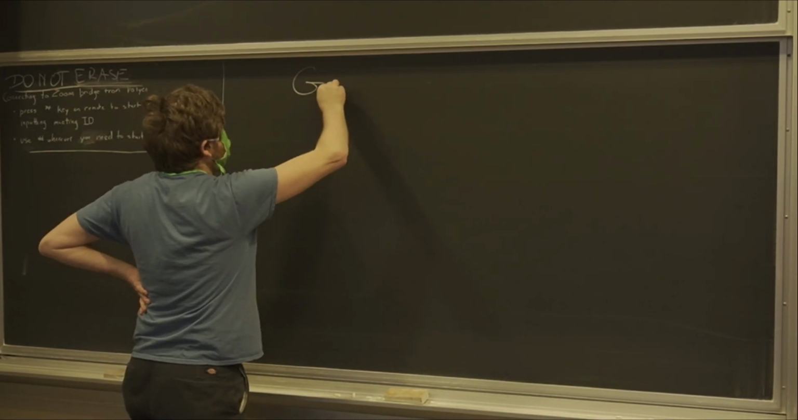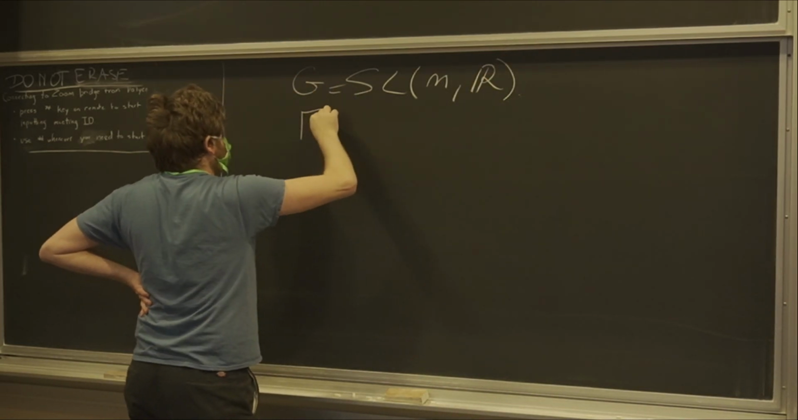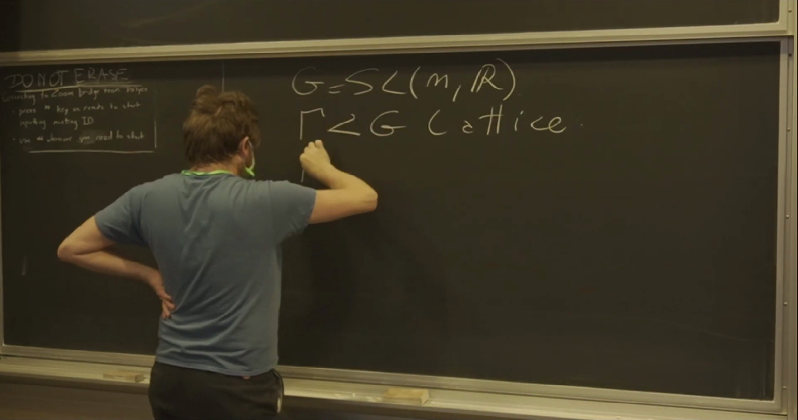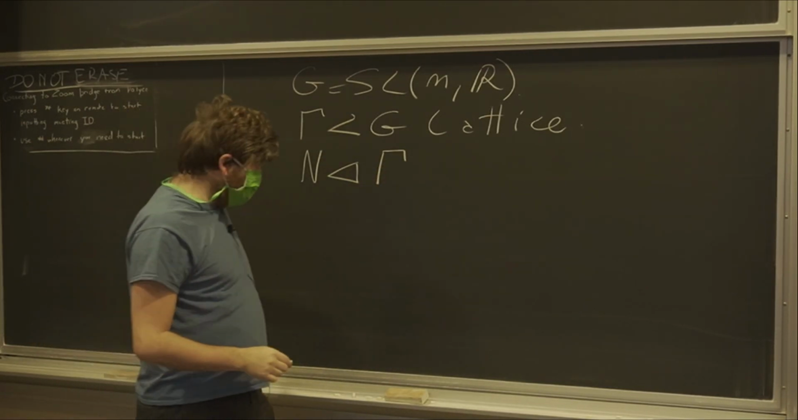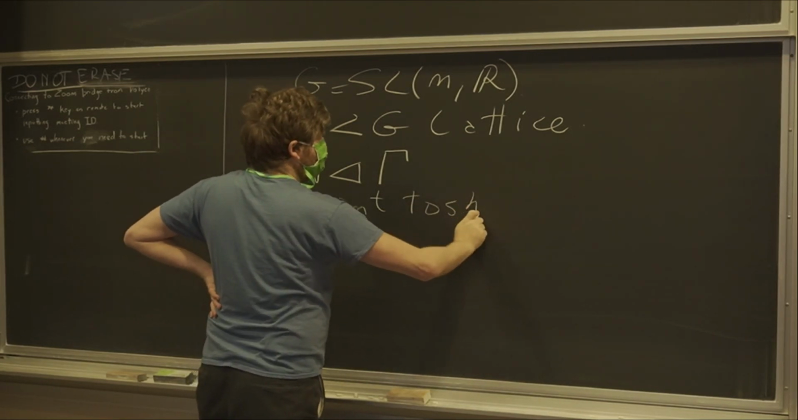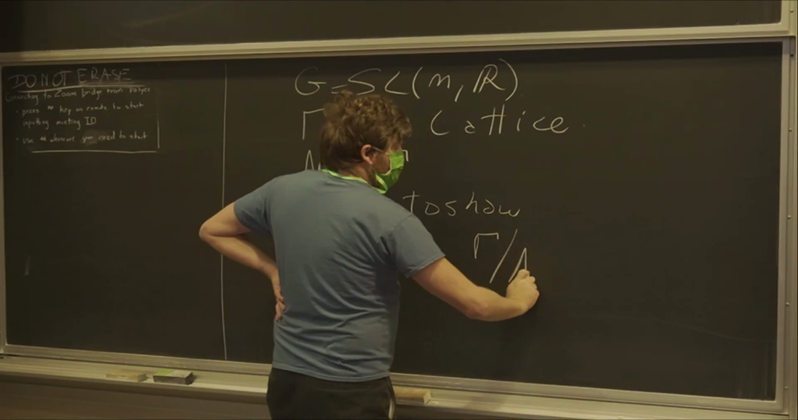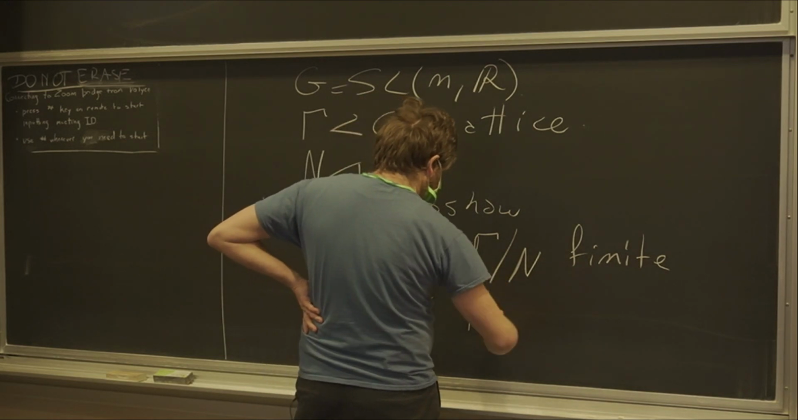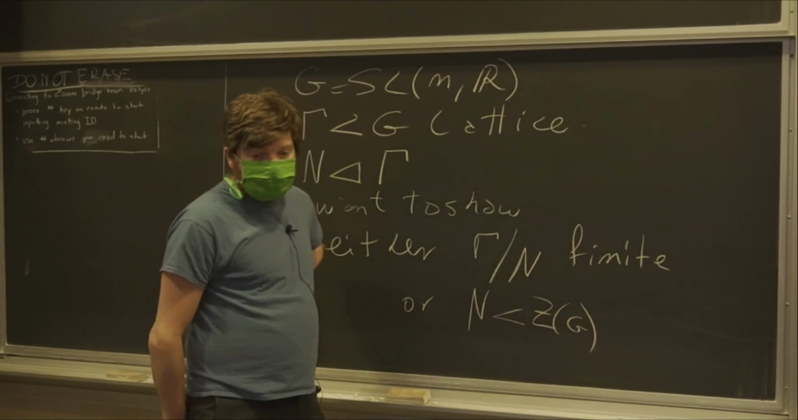We have G in SL(n,R), gamma is a lattice, N is a normal subgroup of gamma, and we want to show either gamma mod N finite or N a subgroup of the center of G, which is hence finite.